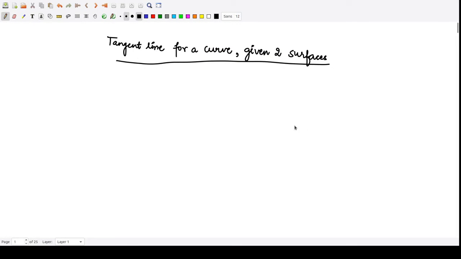Okay, so now suppose you have this situation that you are given the equation of two surfaces. That means you have two surfaces. Suppose the first surface S1 is given by the equation f(x, y, z) = 0, and another surface S2 has the equation g(x, y, z) = 0.